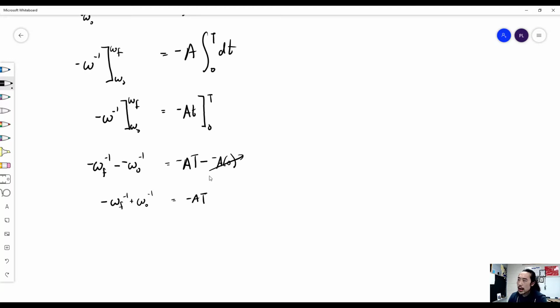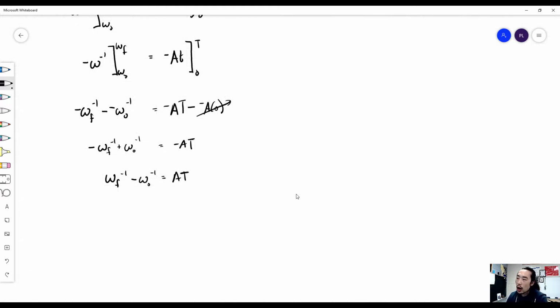What I'm about to do now, because we're looking for omega final, and there's a negative in front of the omega final. We don't want that negative there, so I'm multiplying everything by negative 1. So we get omega final to the negative 1 minus omega initial to the negative 1 is equal to AT. So I just reversed the signs of everything there. And because we are trying to find omega final by itself, we're going to put omega initial on the other side. So we get omega final to the minus 1 is equal to AT plus omega initial to the minus 1. All right, we are almost there.